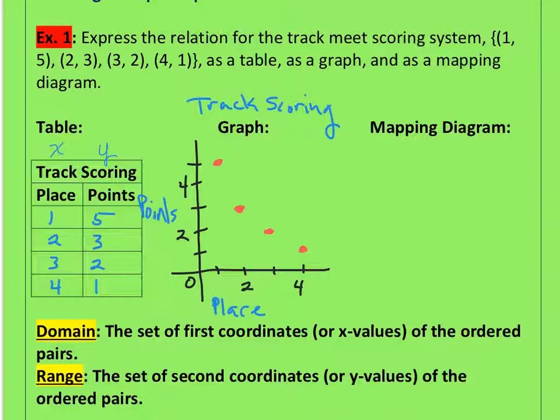The last form is called a mapping diagram, and it involves using ovals. So we've got one oval for the X's, one oval for the Y's. We're going to label this as X and this as Y. We could even label them with place and points if you want to. And you should also title it track scoring.